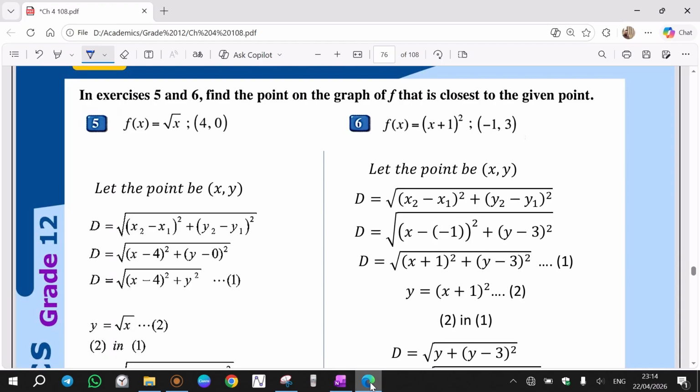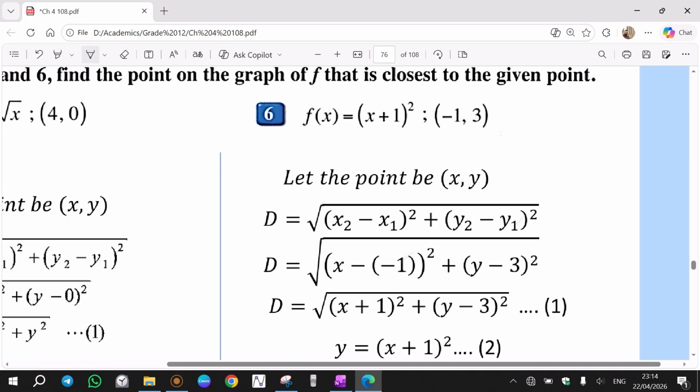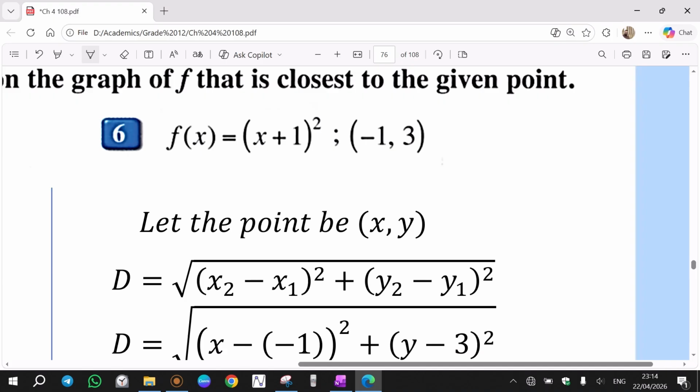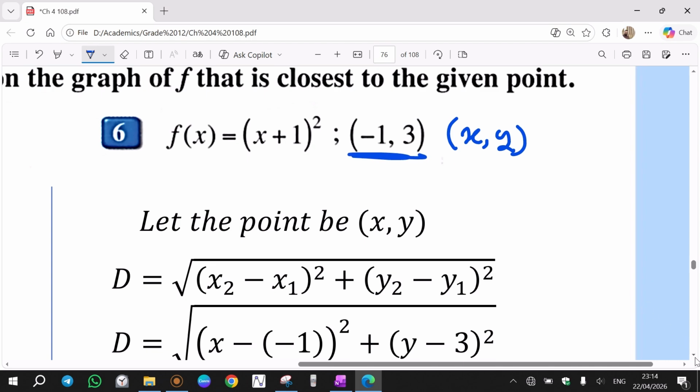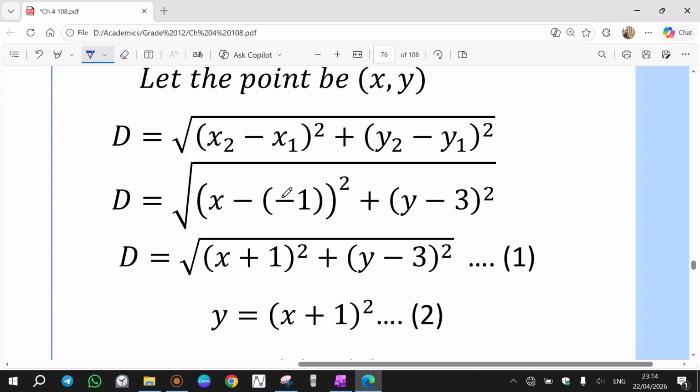Another question about distance again. Okay, we already got the idea. Let's go through the steps. Here we have f(x) equal to (x plus 1) squared. The point is negative 1, 3. Now let's begin. We're going to write the rule of distance between (x, y) and (negative 1, 3). This is like this: x minus negative 1 to the power 2 plus y minus 3 to the power 2. Minus minus will be plus, and this is the same.